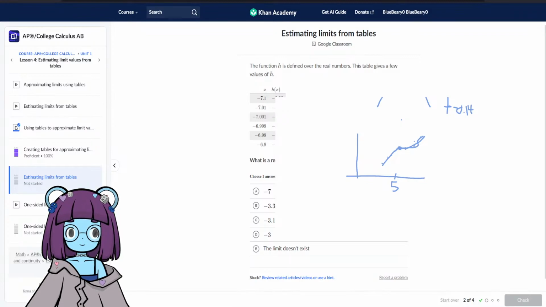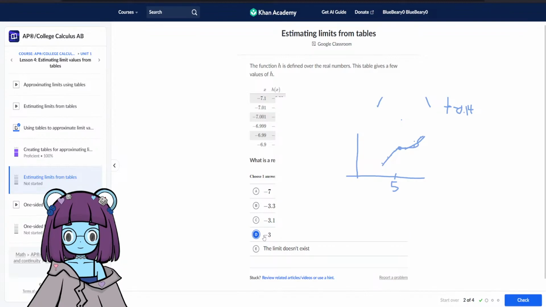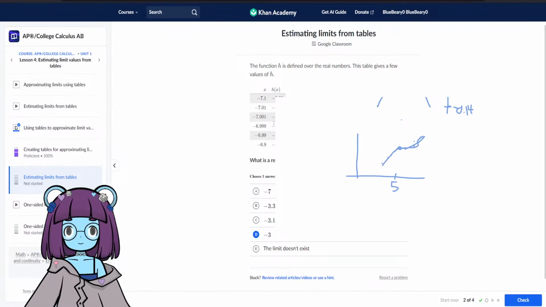7 should be in between these two numbers. The 3. -3, I believe. Yes.